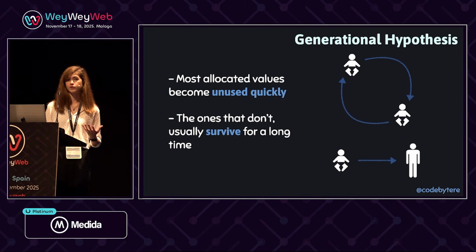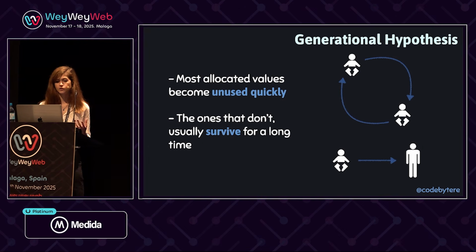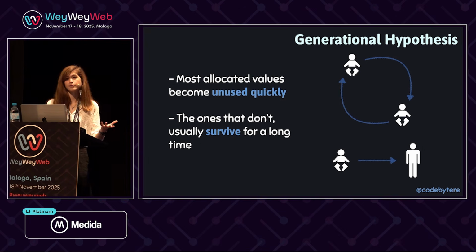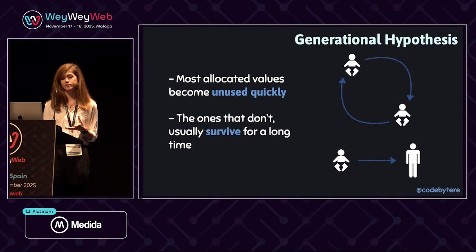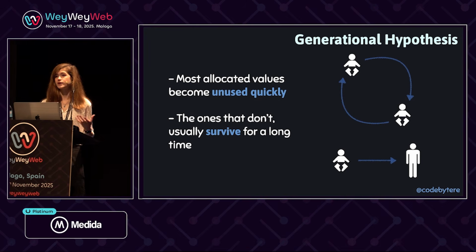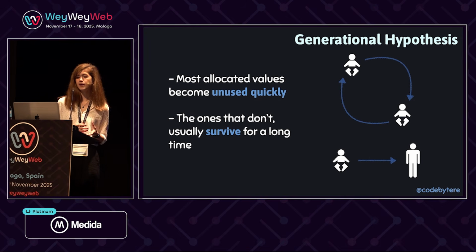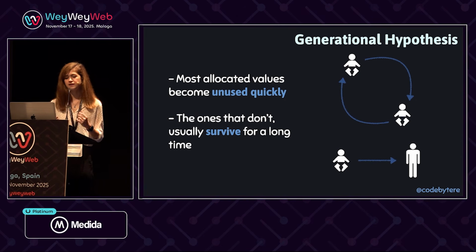Objects that do survive for a while, like application-level data structures, event listeners, or single-page application states, often stick around for the lifetime of the whole program. Once these objects survive a few rounds of garbage collection, the garbage collector realizes that it doesn't need to check them as frequently. They're less likely to become garbage and are then moved to a generation that is collected less often.